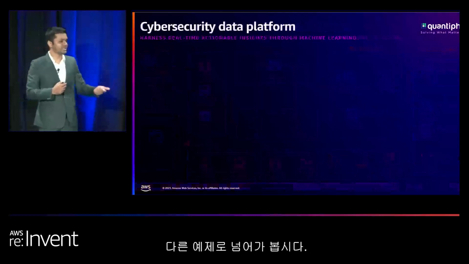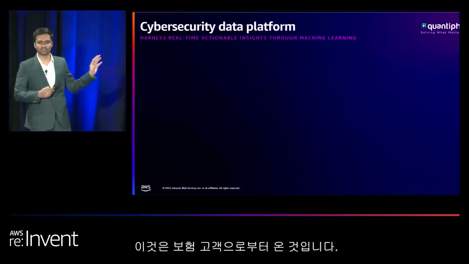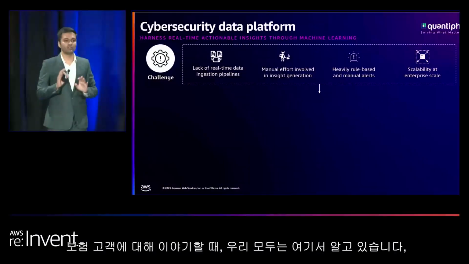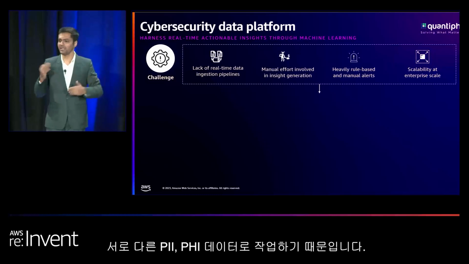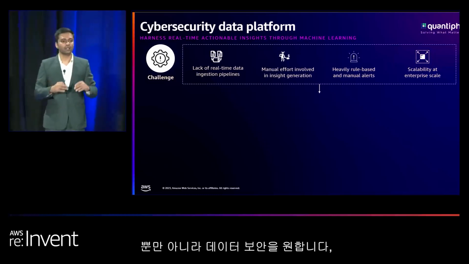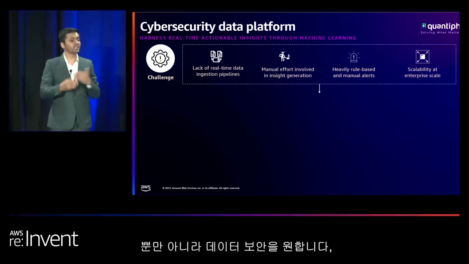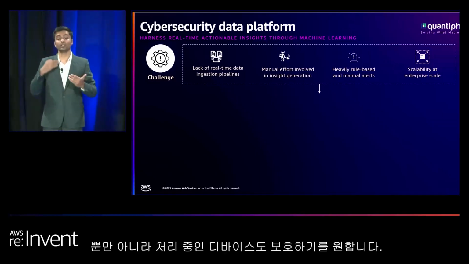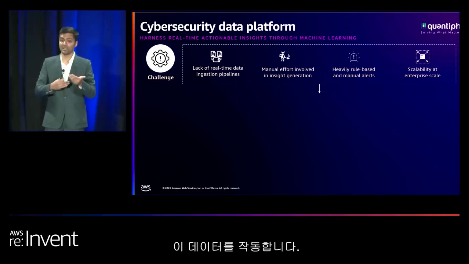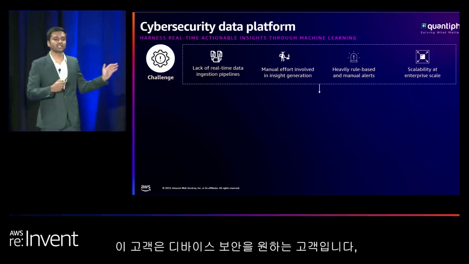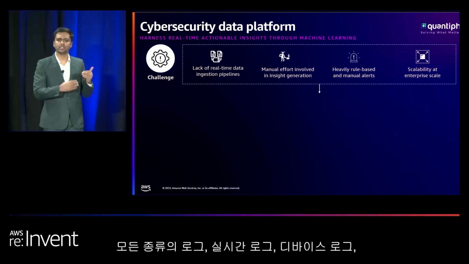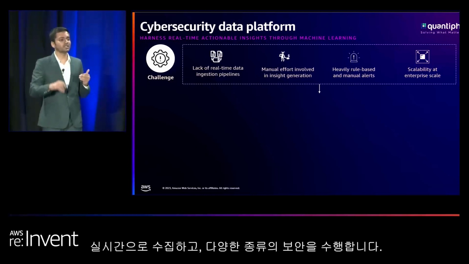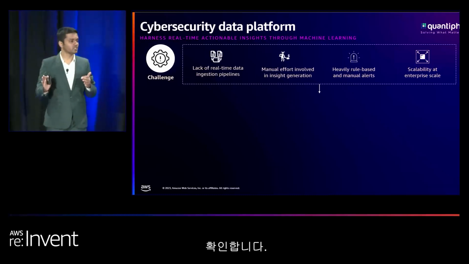Let's move to another example. This is from an insurance customer. We all know that when we talk about insurance customers, security of data is the prime concern because they work with different PII and PHI data. Not only do they want to secure their data, but also the devices where they are processing and operating this data. So this is a customer who wants to secure their devices: all sorts of logs, real-time device logs, ingested in real time, with different kinds of security checks done on them.